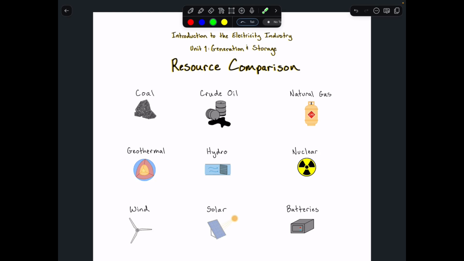Welcome to our lecture on an energy resource comparison. So in this unit, we have discussed 9 different resources used for generating electricity and for storing energy. The goal of this lecture is to help people understand some of the trade-offs between these 9 resources.